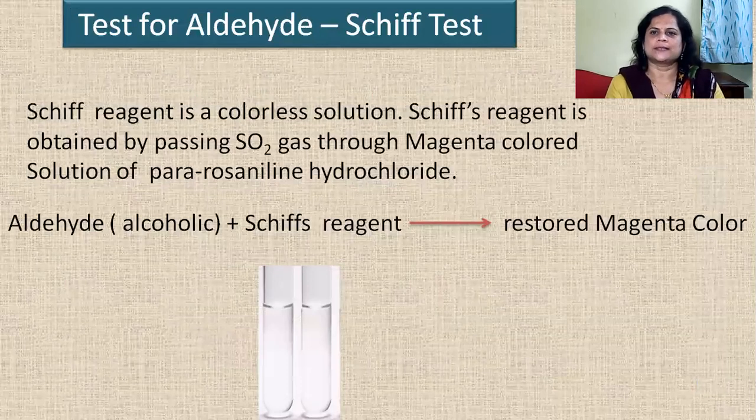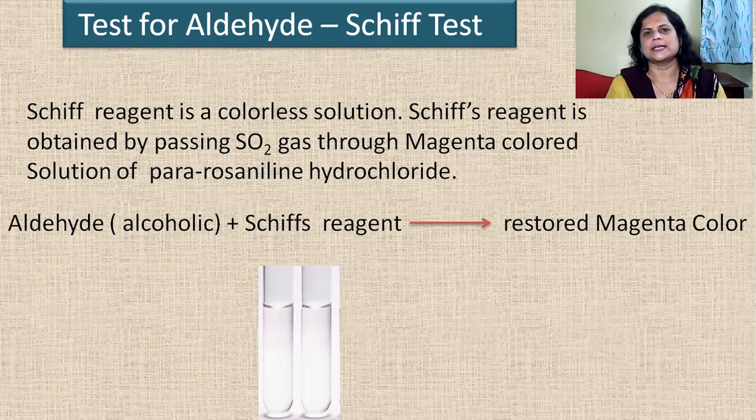The next test is Schiff's test, using Schiff's reagent. Schiff's reagent is a colorless solution. It is obtained by passing SO2 gas through a magenta colored solution of para-rosaniline hydrochloride. Para-rosaniline hydrochloride is a magenta colored solution, and when we pass SO2 gas through it, it forms a colorless solution. That colorless solution is called Schiff's reagent.